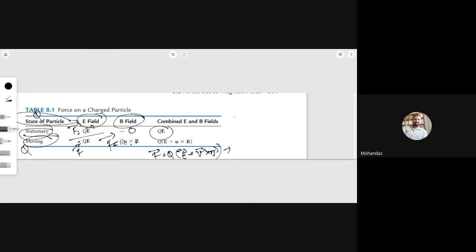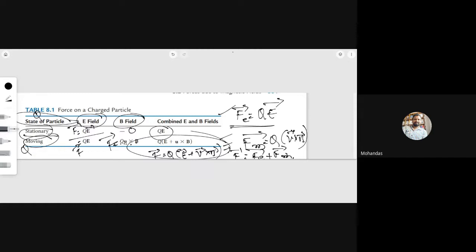So in the problem, if they want to ask the force due to only the electric field, then F equals Q into E. If you want to calculate the force due to the magnetic field, you have to calculate Q into V cross B. If you want to calculate the force due to both the fields, you have to add Fe and Fm. So these formulas you have to remember. This is known as the Lorentz force equation.